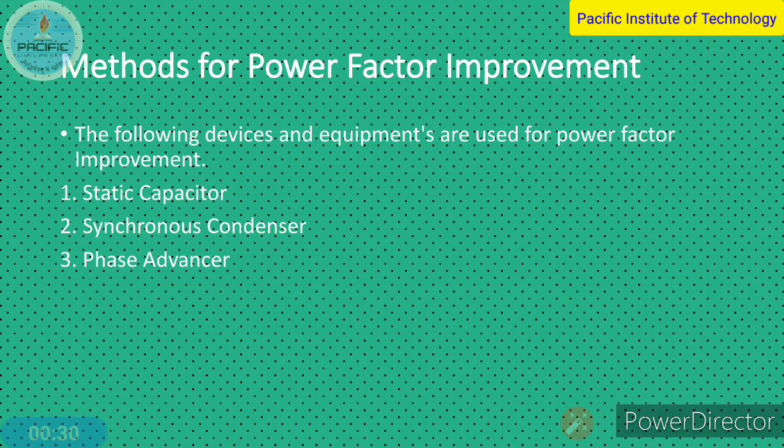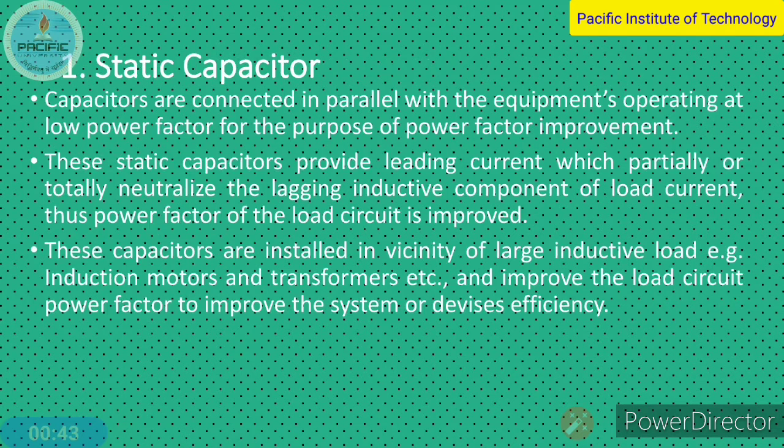Basically there are three methods to improve the power factor. The very first one is a static capacitor, the second one is a synchronous condenser, and the third one is a phase advancer. Right? So the very first one we will discuss is the static capacitor.